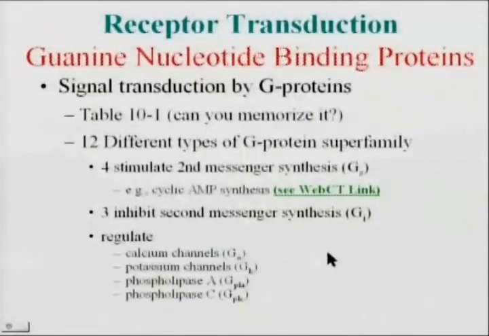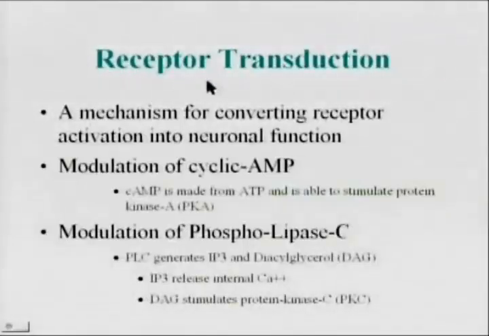So let's now transition over to a discussion of receptor transduction. And we consider a mechanism for converting receptor activation into neuronal function, the transmembrane signal transduction. So modulation of cyclic AMP and modulation of phospholipase C that generates inositol triphosphate, or IP3. And so it's the cyclic AMP and IP3 second messenger systems that we will discuss in detail. We've seen this before. ATP is used to generate the cyclic AMP and activates the cyclic AMP there. After that, it activates protein kinase A, increasing protein kinase A activity.